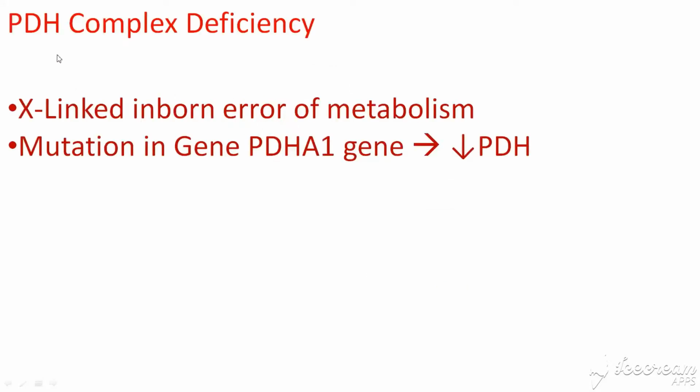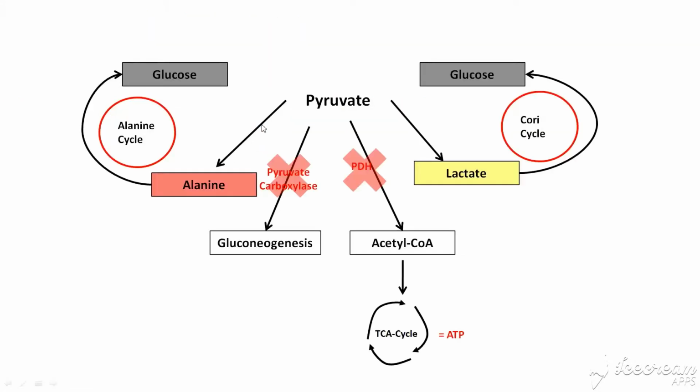Okay, so now we're going to talk about a clinical correlate, which is pyruvate dehydrogenase complex deficiency. Now, this is an X-linked inborn error of metabolism in which a patient is born with low levels of pyruvate dehydrogenase. This is due to a mutation in a gene called the PDHA1 gene, and it's going to lead to low activity of pyruvate dehydrogenase.